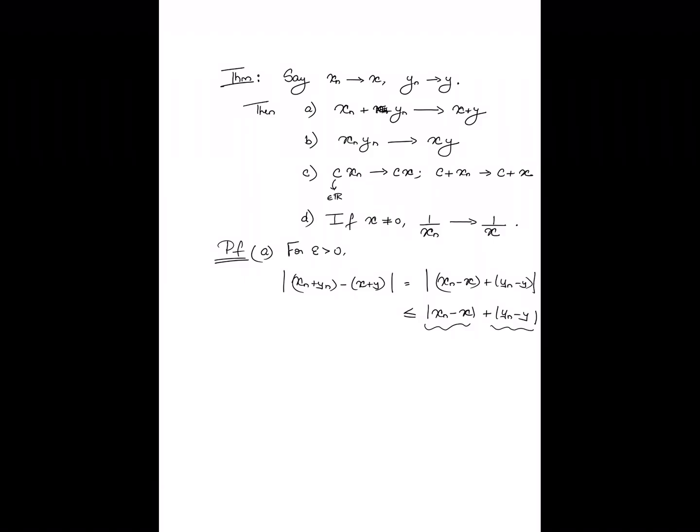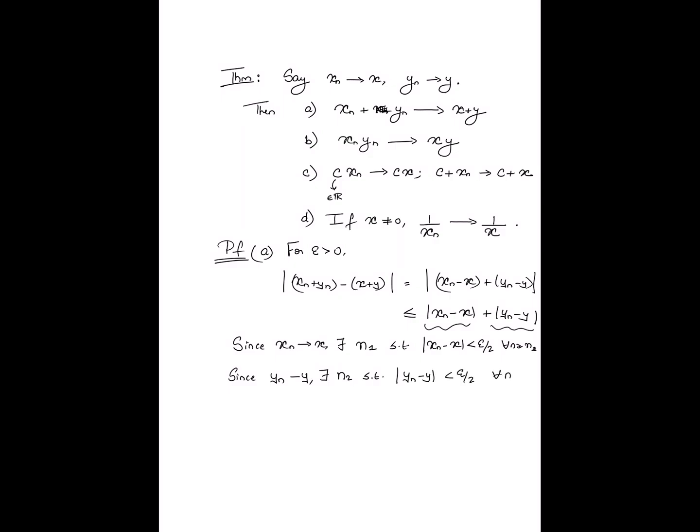Right, so since xn converges to x, there exists some natural number, say n1, such that mod of xn minus x is less than epsilon by 2 for all n greater than or equal to n1. Similarly, since yn tends to y, there exists n2 such that absolute value of yn minus y is less than epsilon by 2 for all n greater than or equal to n2. Now what I'm going to do is set n0 to be the larger of these two numbers, the max of n1 and n2. Which means for all n greater than or equal to n0, because it is the larger of these two numbers, both of these properties hold.